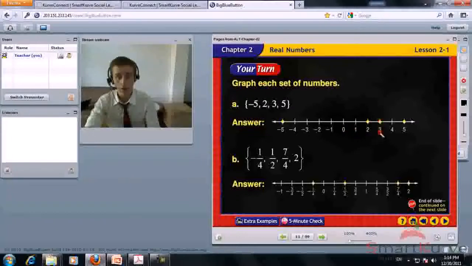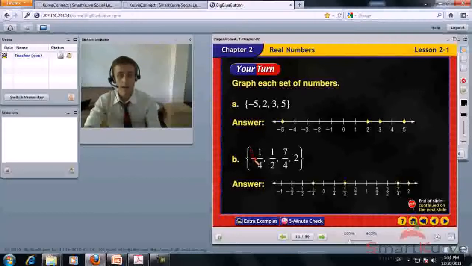You put a dot on 3. You do not put a dot on 4. It is not listed in the brackets. And then you put a dot on the 5. It does not have the ellipsis, the 3 dots in a row, so it does not continue indefinitely. You do not put any dot on the arrows.